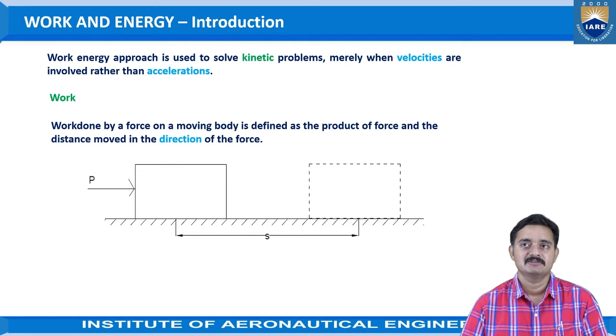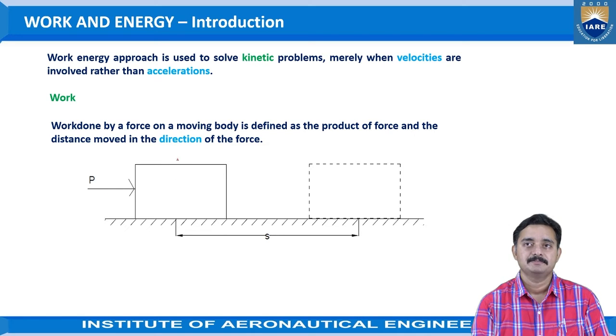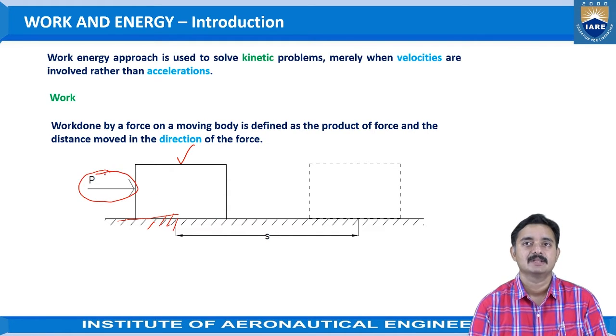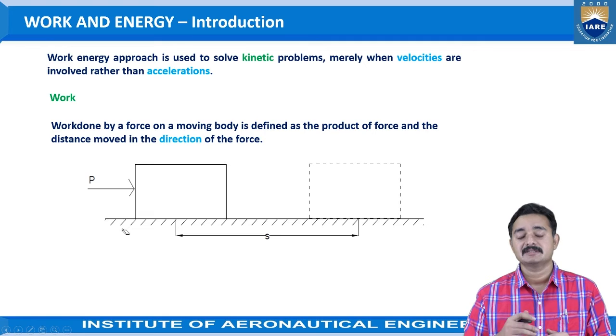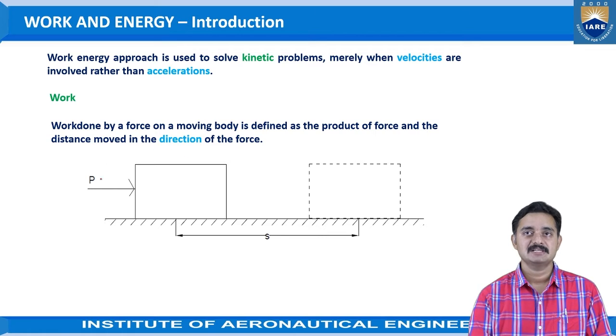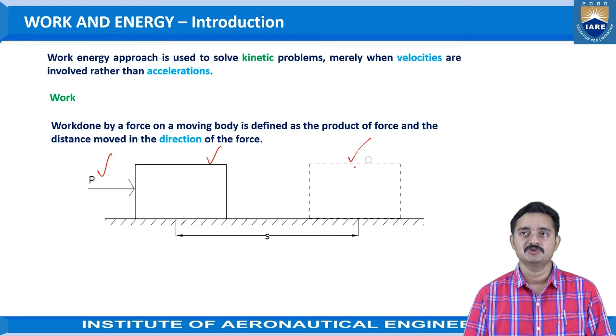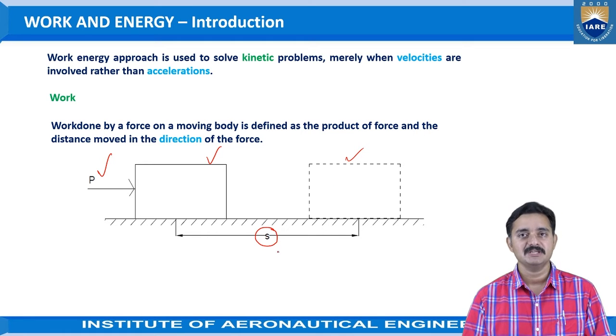In this image you can observe there is an object placed on a surface, and a force P is being applied here. The direction in which the force is acting is towards the right side. Because of the application of the force, let us say this object has moved to this position, and that position is at a distance of S from the initial condition.